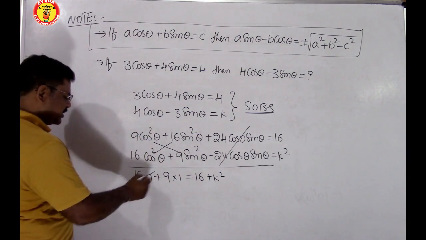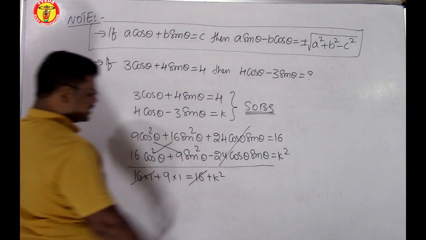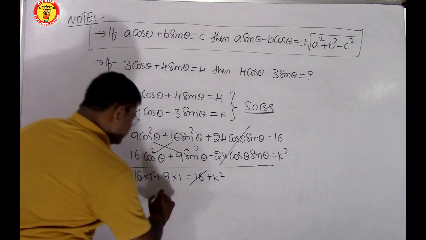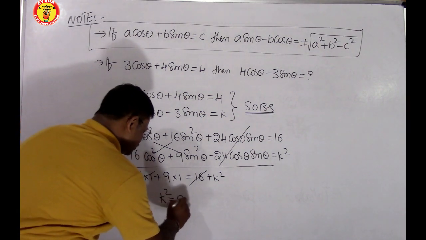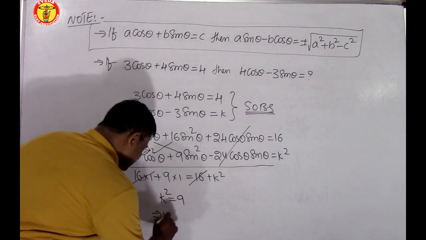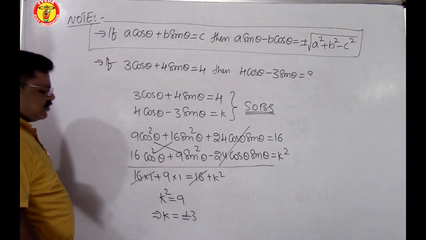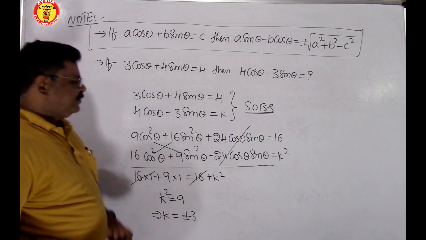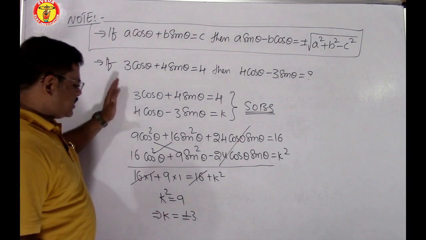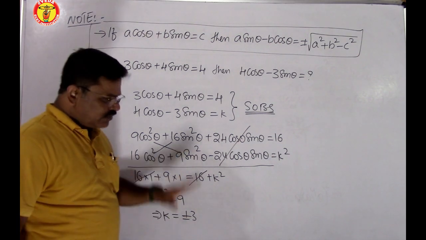What is 16 into 1? 16. So on both sides, 16 will get cancelled. So k square is equal to 9, that implies k is equal to plus or minus 3. Actually, whenever you are solving this type of questions here, only one thing we have to remember.